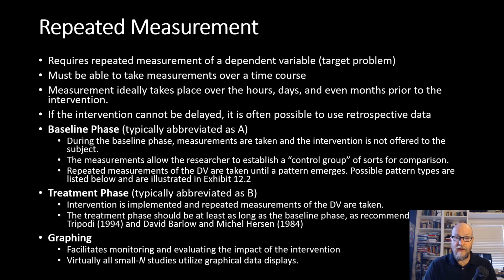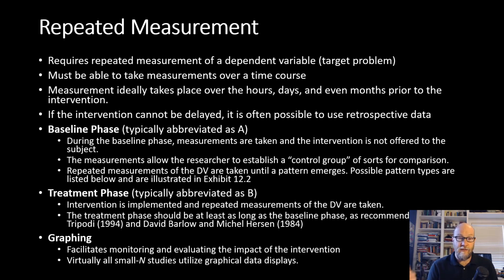So we want to make measurements over a time course. You really don't see a cross-sectional single subject or small group design. It's much more likely to be longitudinal and look at things over time. So the idea is that you will almost always want to have what's called a baseline phase. This is our pre-testing phase. This is where we want to just figure out what the behavior looks like right now before we've done anything. Let's establish a baseline. So during that baseline phase, the measurements are taken, the intervention is not offered to the subject at that point.